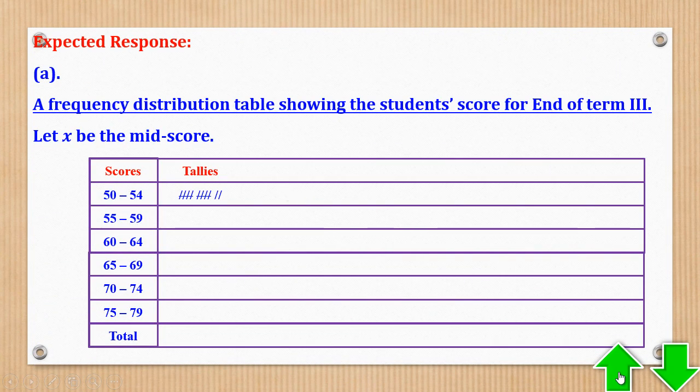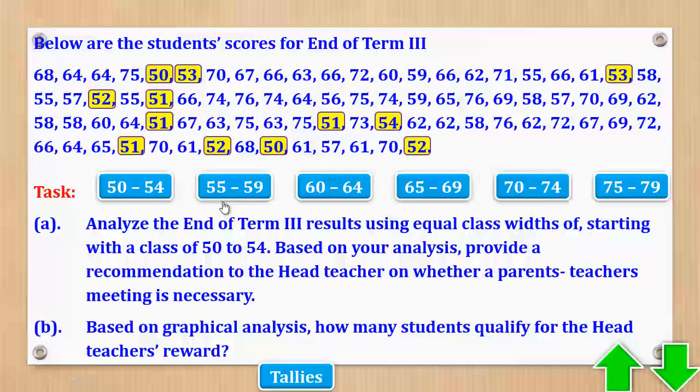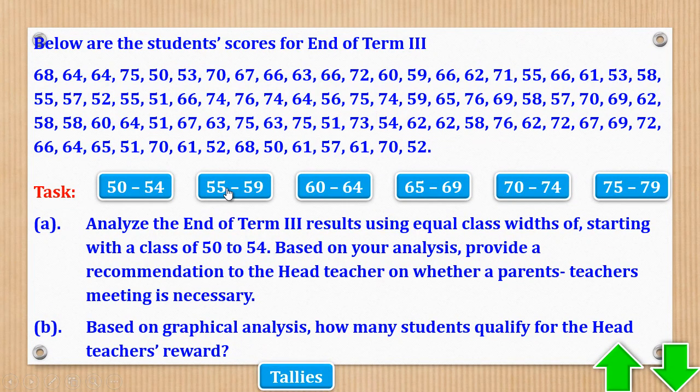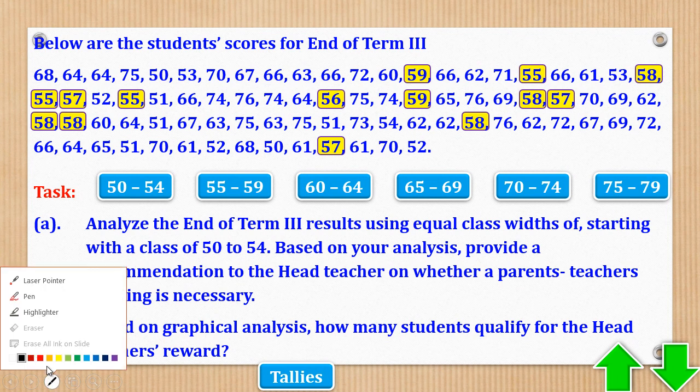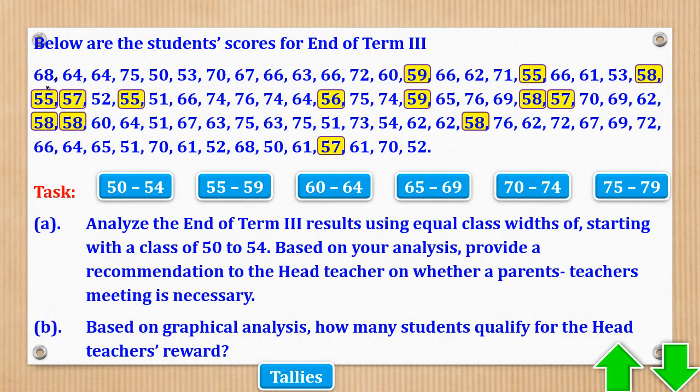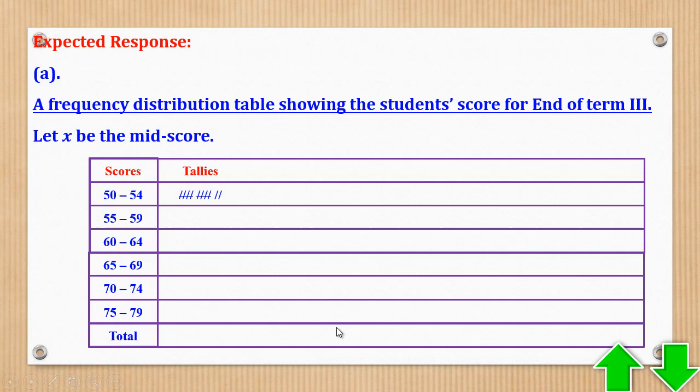Tallies of 12. Then next, from 55 to 59, we shall again count: 1, 2, 3, 4, 5, 6, 7, 8, 9, 10, 11, 12, 13, 14. So you come and write 14, make tallies of 14.